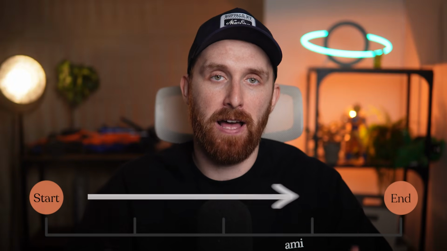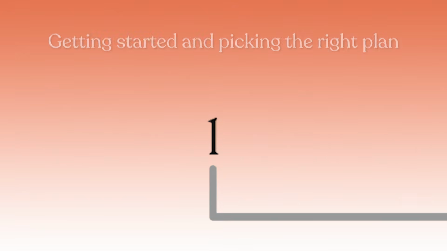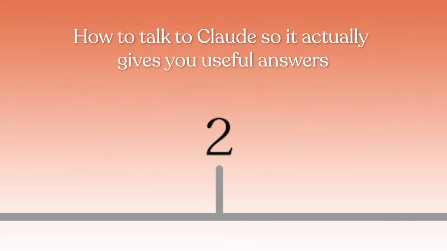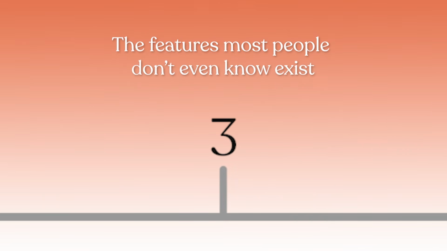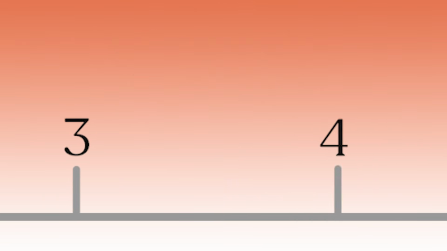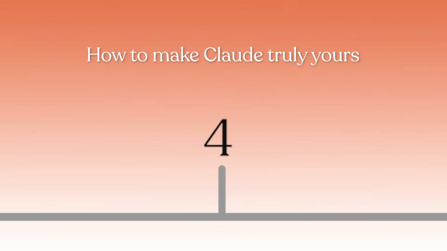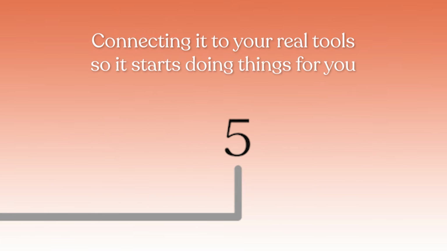And we're gonna cover 5 levels. Level 1, getting started and picking the right plan. Level 2, how to talk to Claude so it actually gives you useful answers. Level 3, the features most people don't even know exist. Level 4, how to make Claude permanently yours. And level 5, connecting to your real tools so it starts doing things for you.